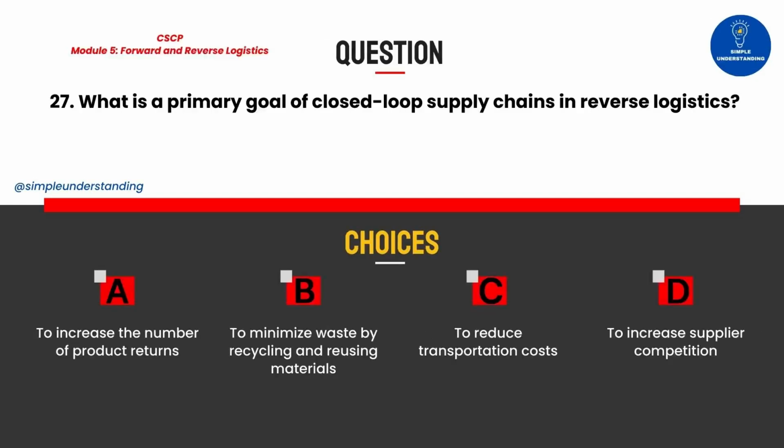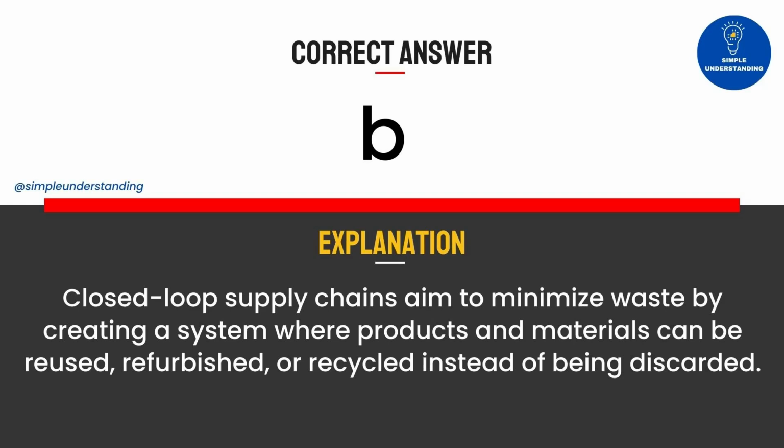27. What is a primary goal of closed-loop supply chains in reverse logistics? A. To increase the number of product returns. B. To minimize waste by recycling and reusing materials. C. To reduce transportation costs. D. To increase supplier competition. Correct answer, B. Explanation. Closed-loop supply chains aim to minimize waste by creating a system where products and materials can be reused, refurbished, or recycled instead of being discarded.